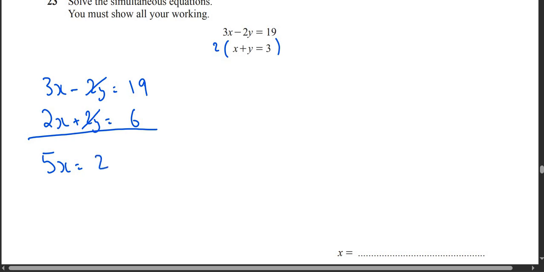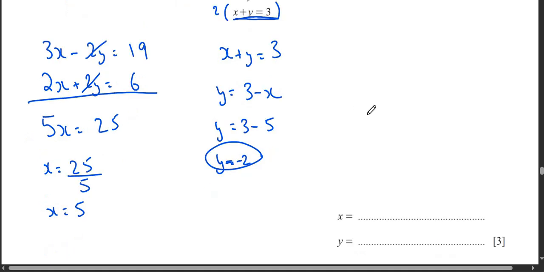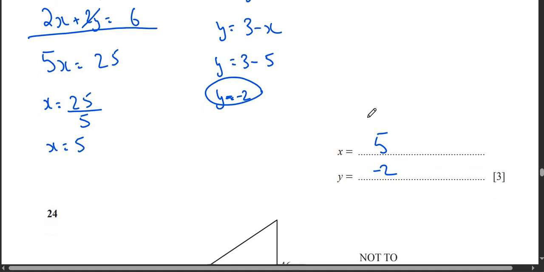19 plus 6 is 25. x is equal to 25 divided by 5. x is equal to 5 only. Now, let's use this equation, x plus y is equal to 3. y is equal to 3 minus x. y is equal to 3 minus 5. y is equal to minus 2. So, the value of x is 5. The value of y is minus 2.